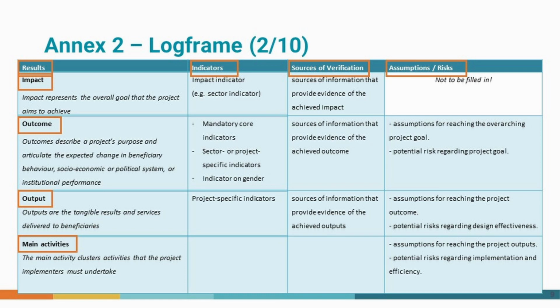Finally, column 4. This column outlines the external assumptions and risks related to each level of the internal logic of the project. Assumptions and risks define conditions that are necessary for the next level of the project's internal logic to occur, i.e., to ensure that activities result in outputs. Outputs lead to outcome or outcomes, while these allow the project's impact to materialize. In the next slides, we'll go over the details of a log frame.